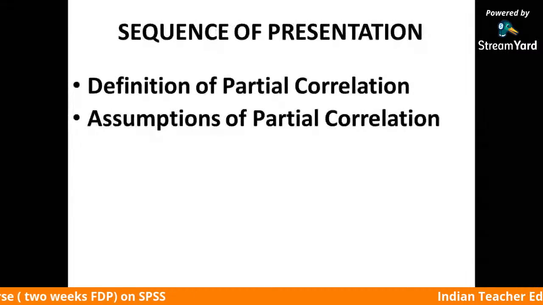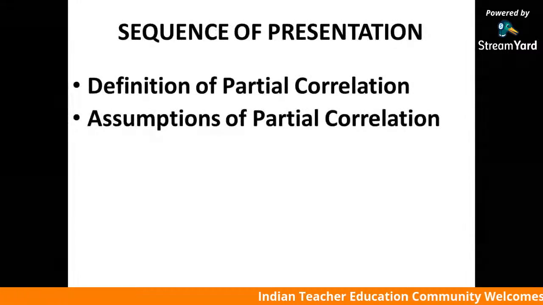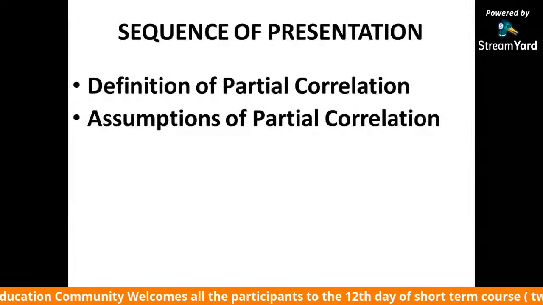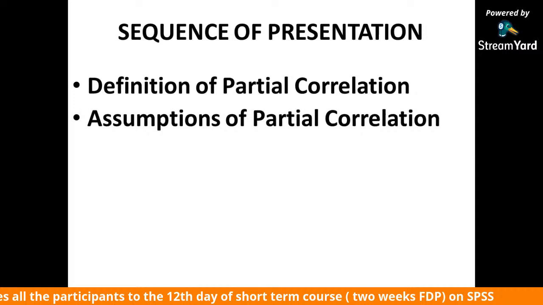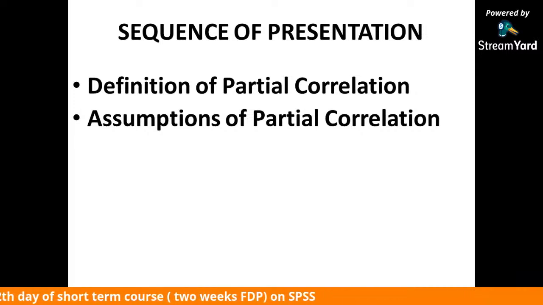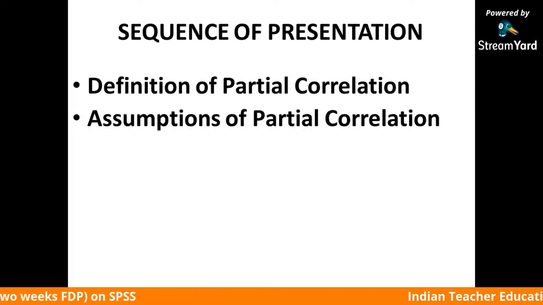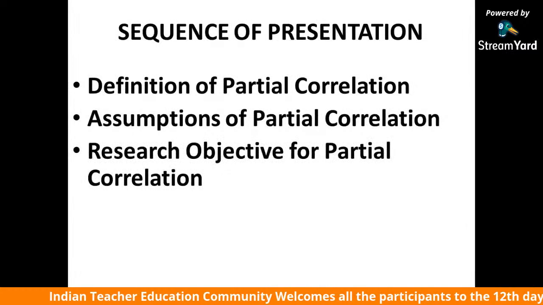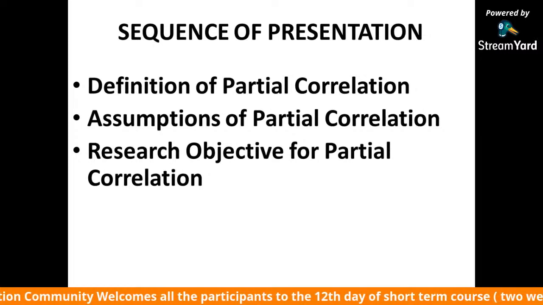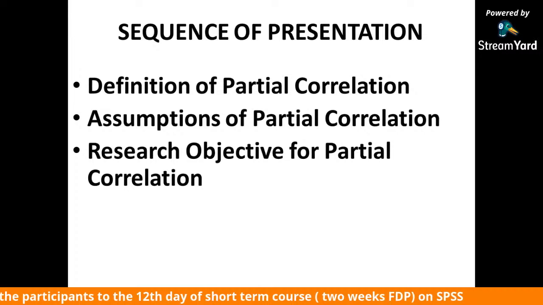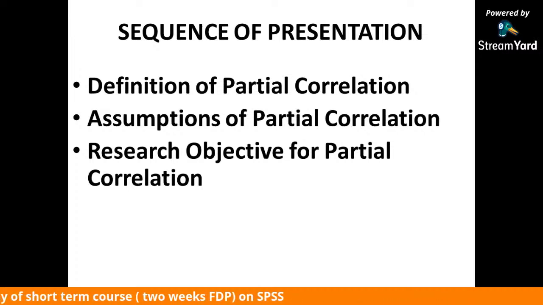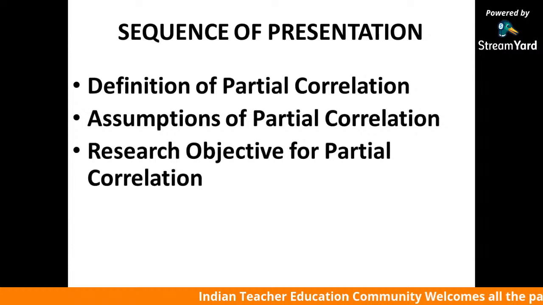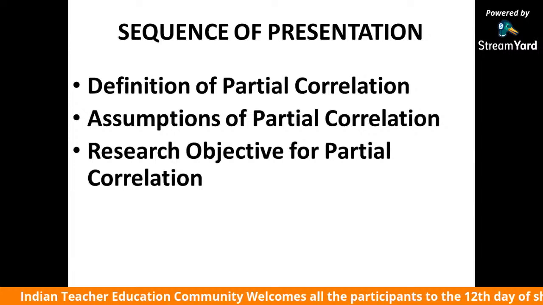And if your data violates any assumptions of partial correlation, then you cannot analyze your data with the help of partial correlation. It's a very important thing. So you only analyze if it fulfills the assumptions. Then I have been telling you how the objective has to be worded if you want to compute correlation. Now I will tell you that if you have to analyze your data with the help of partial correlation, what should be the wording of the objective?